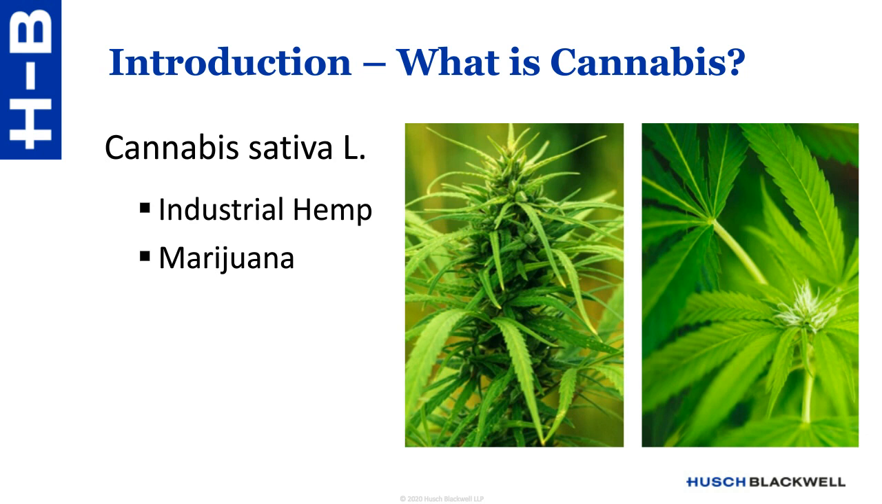And then there's a carve-out. Such terms do not include the mature stalks of the plant, fiber produced from such stalks, oil or cake made from seeds of such plant, and any other compound, manufacture, salt, derivative, mixture, or preparation of such mature stalks, except for resin extracted therefrom, fiber, oil, cake, and sterilized seed of such plant, which is incapable of germination. So, okay, what does all that mean?